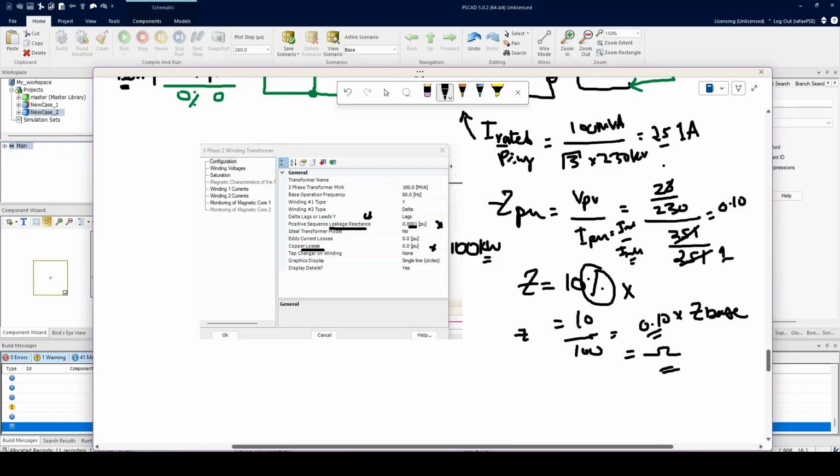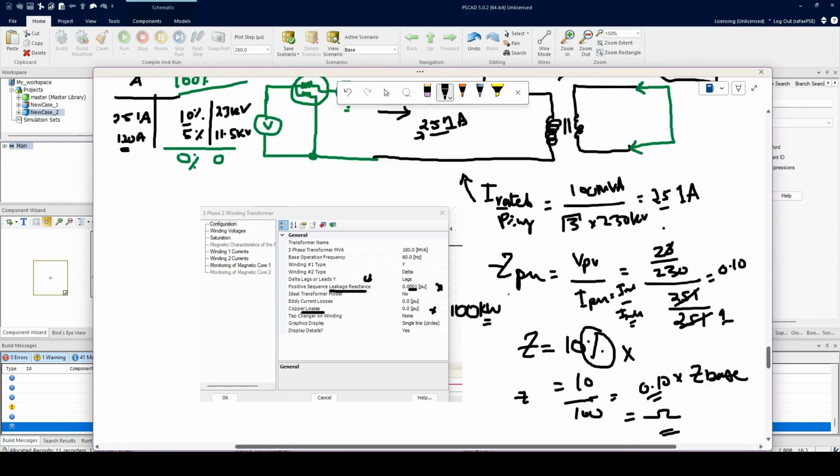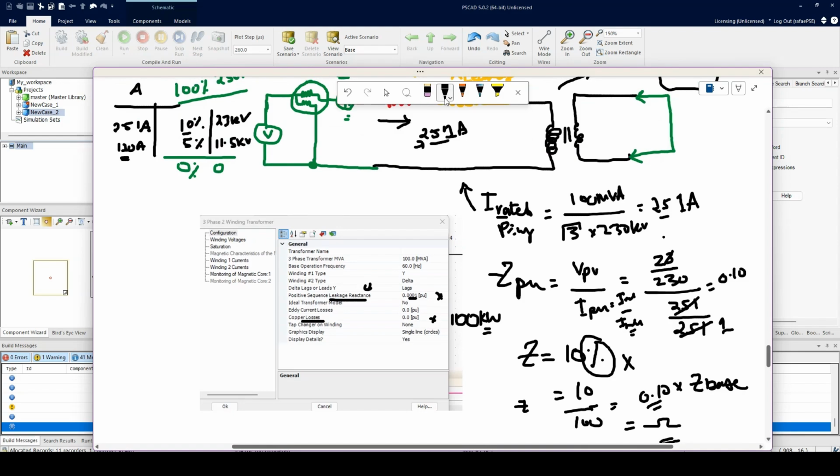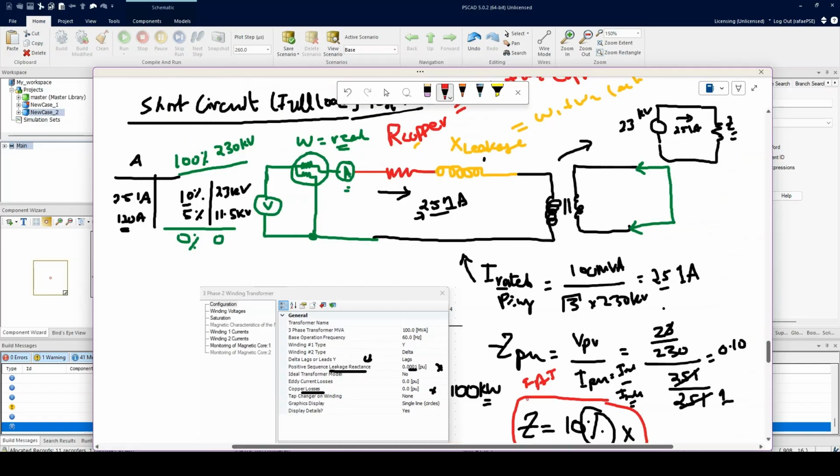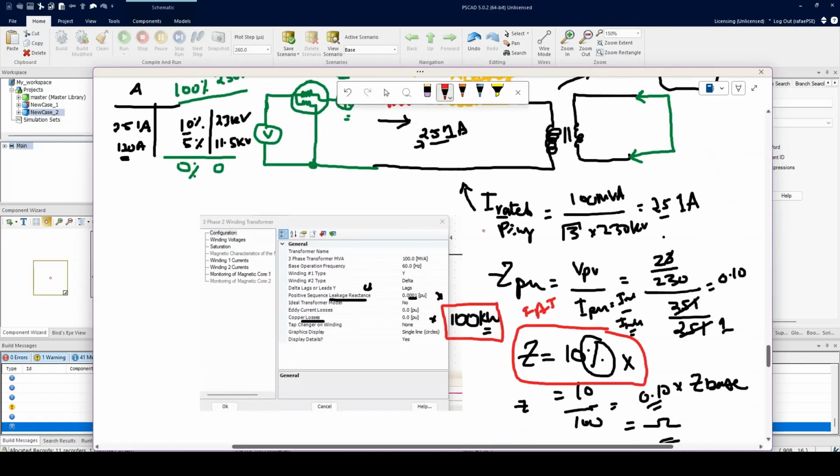So coming back again, what do we enter in PSCAD? We've got two main things here. One thing is this value from our factory, the FAT short circuit test, will give us that. And the second thing is the 100 kilowatts.